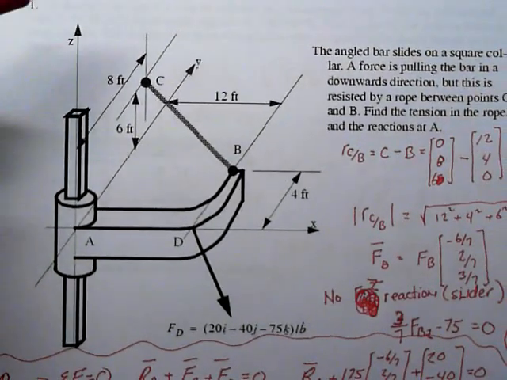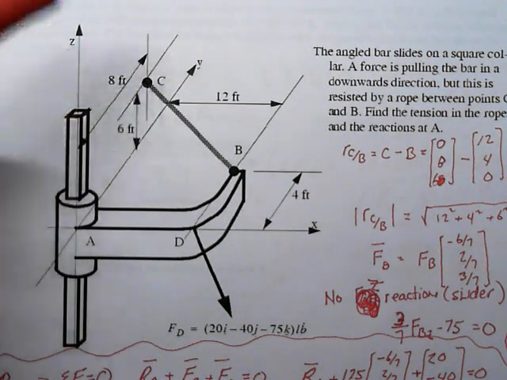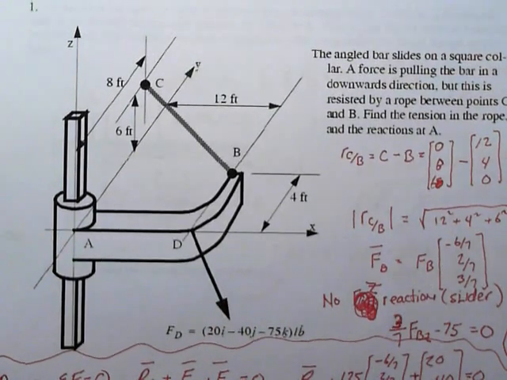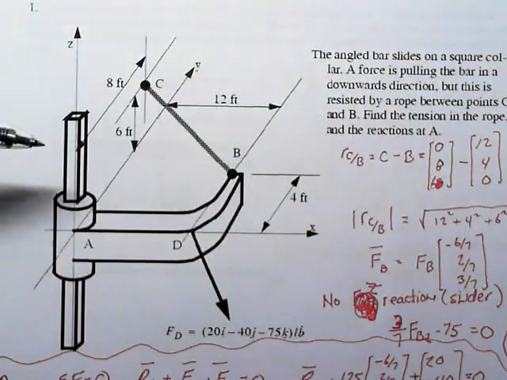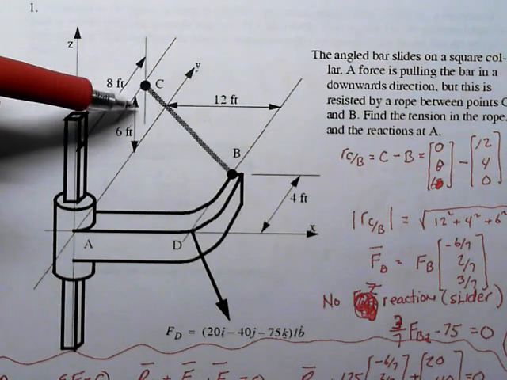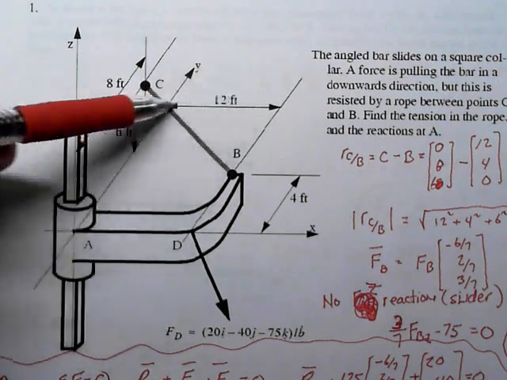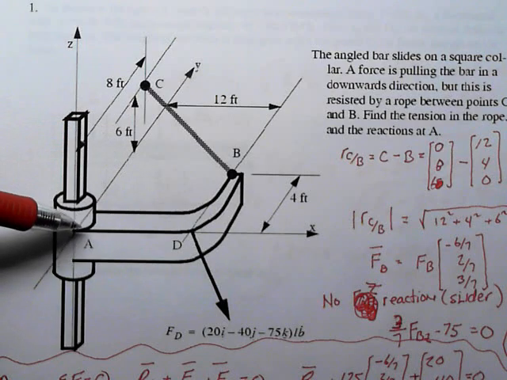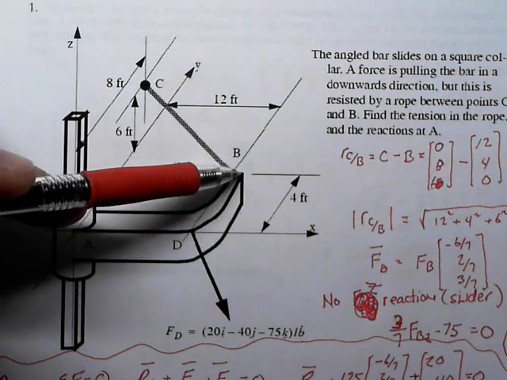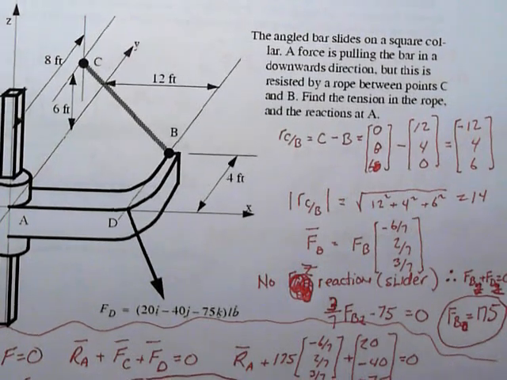And so we're going to say that a vector that goes from B to point C will be the coordinates of C minus the coordinates of B. The coordinates of C being 0, 8, 6: point C is 0 in the X, 8 in the Y, and 6 in the Z. And the coordinates of point B would be 12 in the X and 4 in the Y and 0 in the Z. So subtracting those two vectors, we get minus 12, 4, and 6.